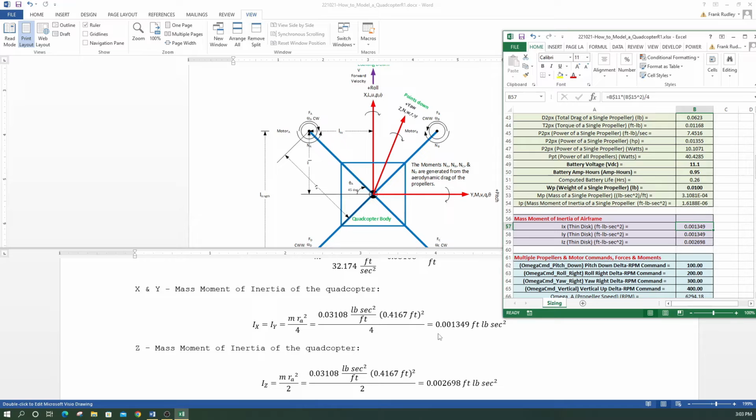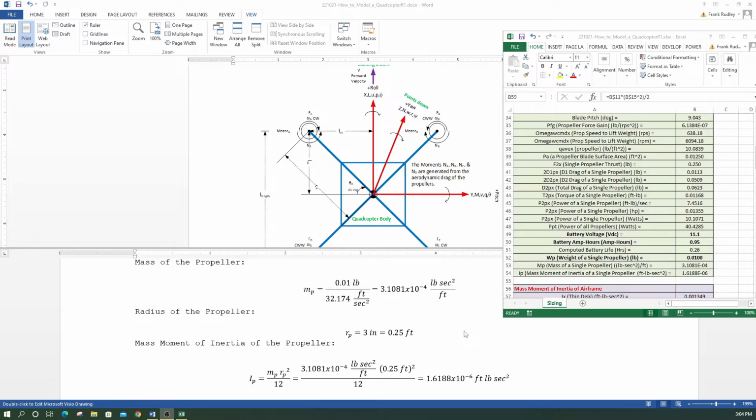0.001349. So the moments of inertia are very, very small, because this is just a little toy, which makes it much more difficult to control. That's why we have to use angular rate feedback, because it would be impossible to control by hand with that small moment of inertia. As you can see here, our IZ is twice IX and IY, because it's the mass times the radius squared over 2. So we get 0.002698 foot pound second squared.